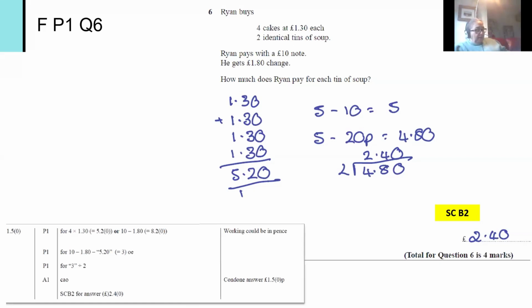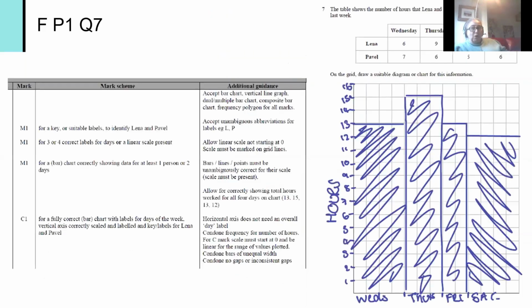Now this one, for those that have marked previously, bar charts and the use of suitable diagrams, and bar charts specifically. If you've marked the old 1380 spec, what is awardable and what isn't does change. So it's worth checking every time.